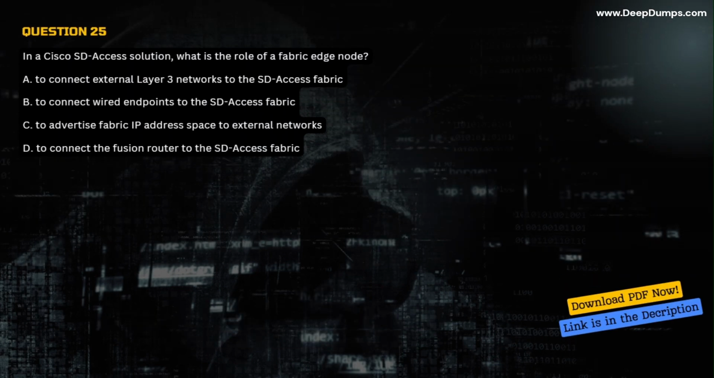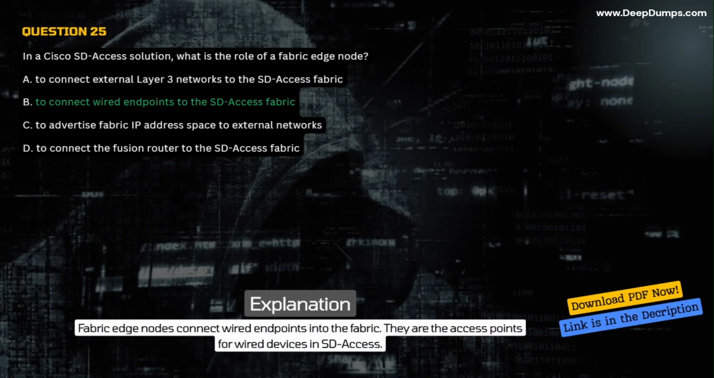Question 25. In a Cisco SD-Access solution, what is the role of a fabric edge node? A. To connect external Layer 3 networks to the SD-Access fabric. B. To connect wired endpoints to the SD-Access fabric. C. To advertise fabric IP address space to external networks. D. To connect the Fusion router to the SD-Access fabric. Correct answer B. To connect wired endpoints to the SD-Access fabric. Explanation. Fabric edge nodes connect wired endpoints into the fabric. They are the access points for wired devices in SD-Access.